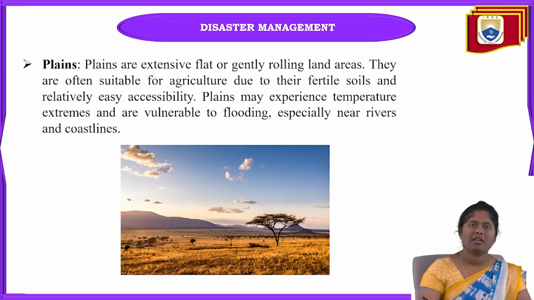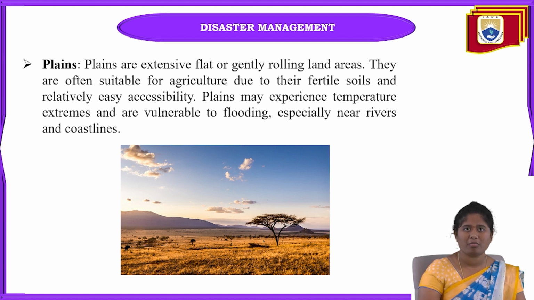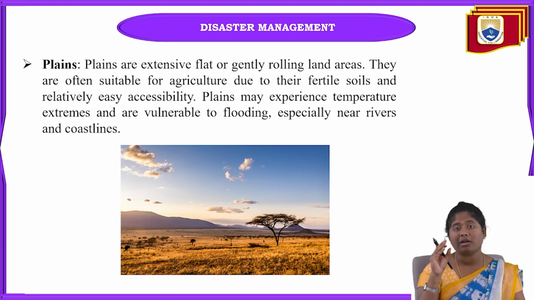Coming to the next one, that is plains. Plains are extensive flat or gently rolling land areas. These areas are very suitable for agricultural fields because of the good soil content. These soils are fertile and also easy to access, so plains are very much used for agriculture.